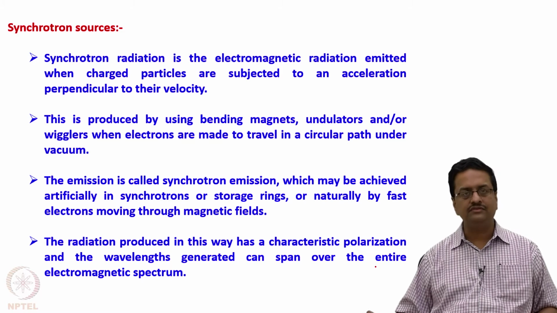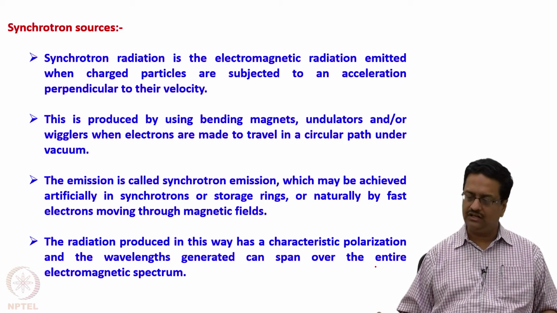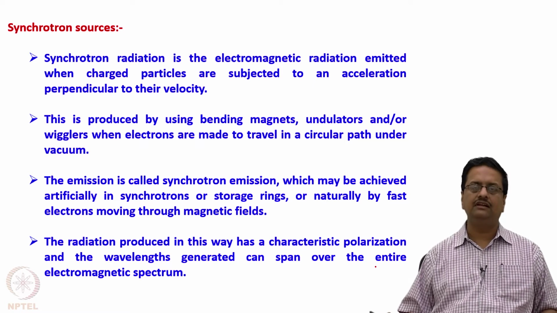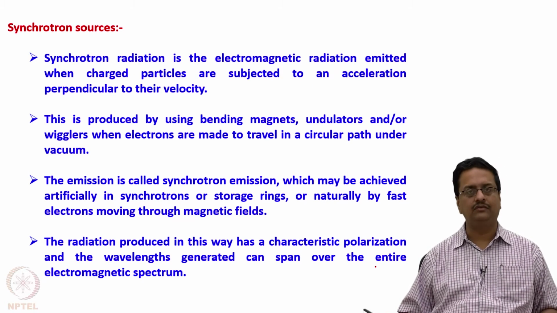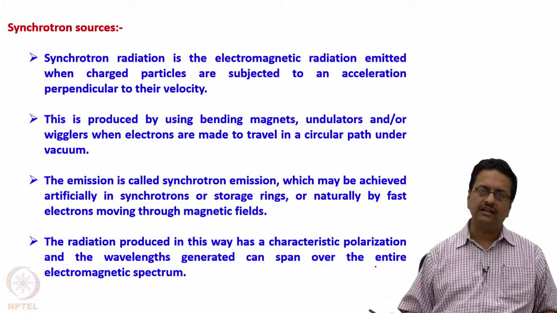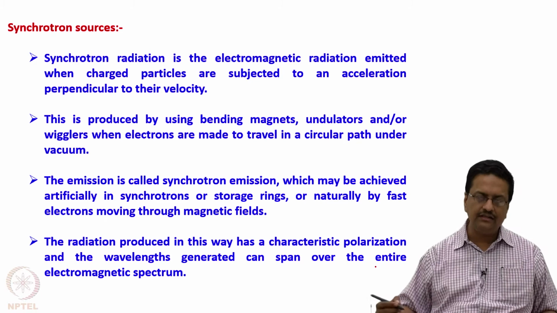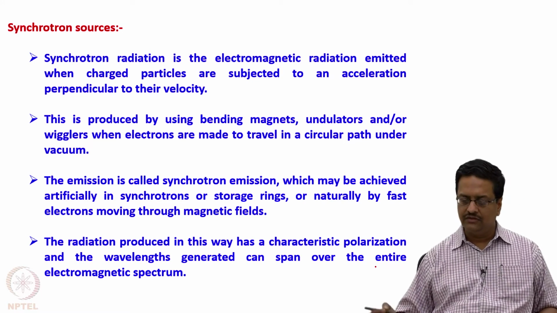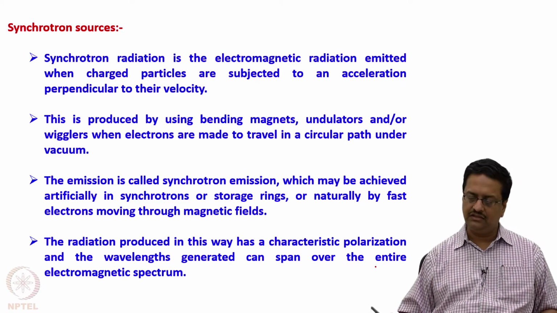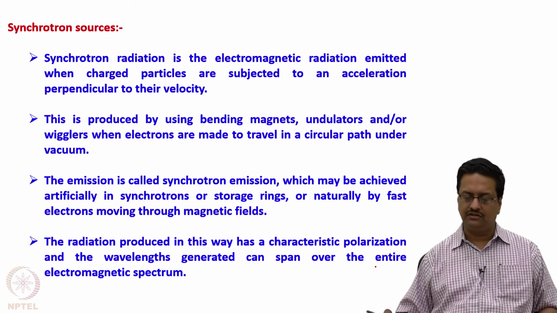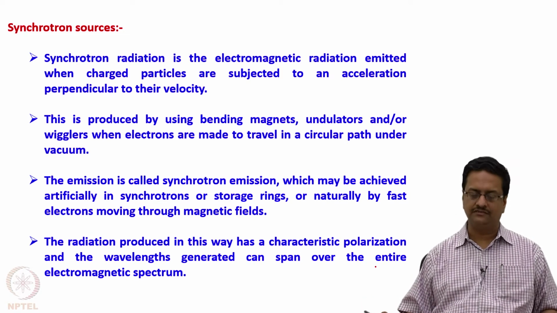And this is produced using bending magnets, undulators and wigglers when the electrons are made to travel in a circular path under vacuum at very high velocity. So the emission that we get while bending these electrons from their path is called the synchrotron radiation, which may be achieved artificially in synchrotron or storage rings, or naturally by fast electrons moving through magnetic fields.